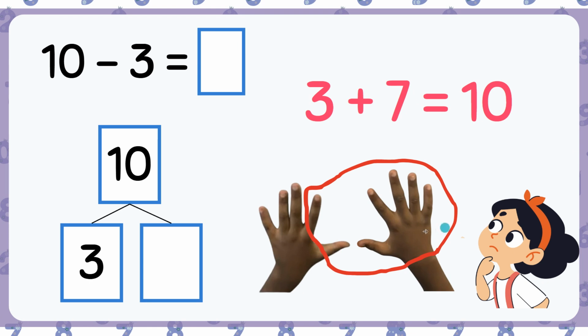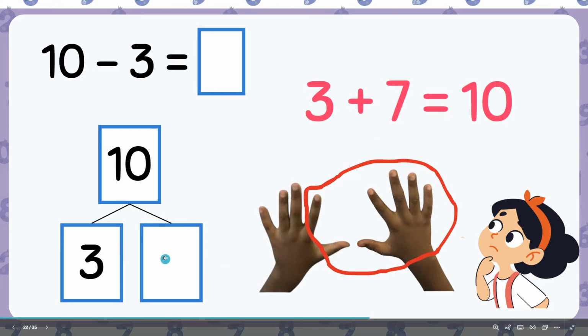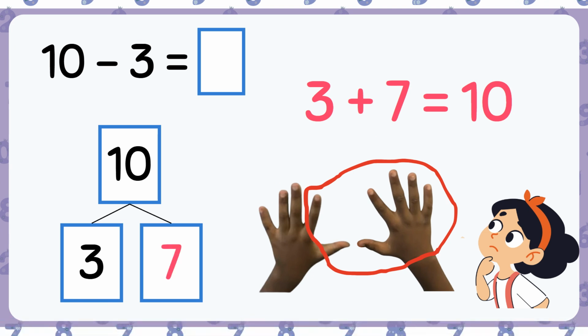Okay, so if we have 10 total and 3 was one of the parts, well, we know if we have 3, we have to add how many to get to 10? Yeah, 7 more. So what's the other part that goes in our number bond? 7. Exactly. Is that what you had? Yay. Good job, friends.